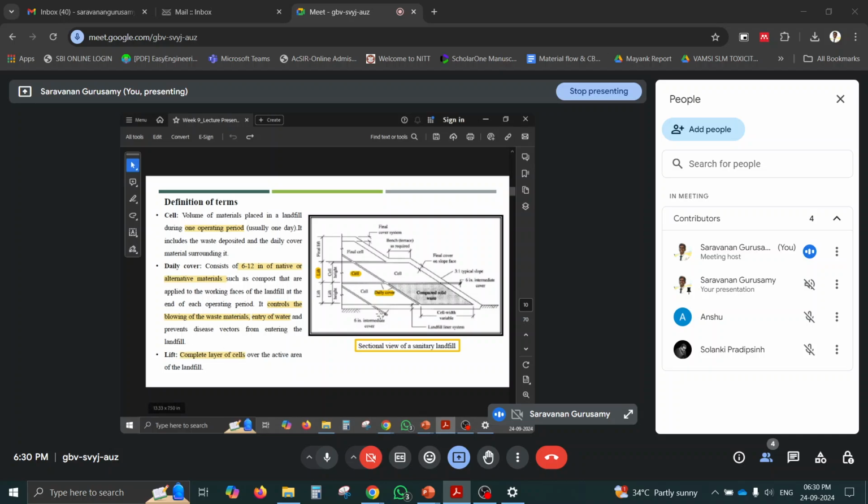Then lift. Lift is the height of the daily cell. So a complete layer of cell over the active area of the landfill, one layer, that height is called a lift.